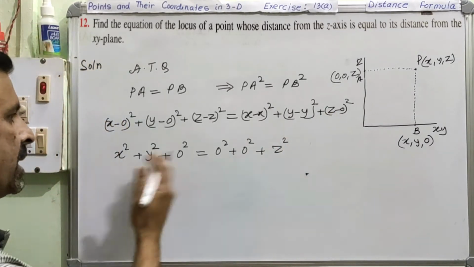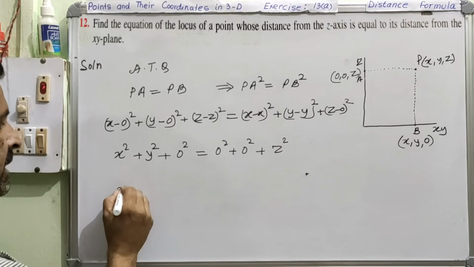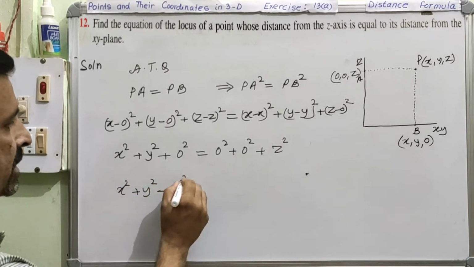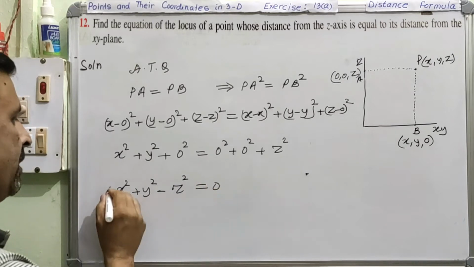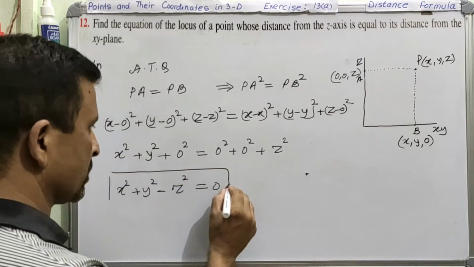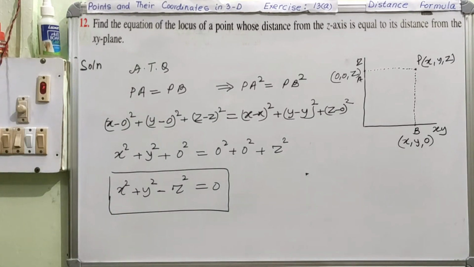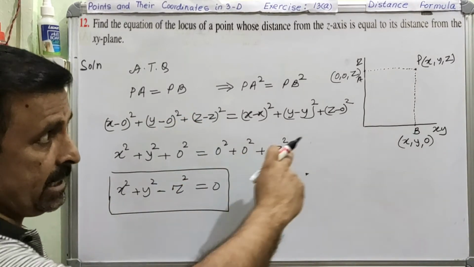Clear? Now just bring it all to the left hand side. Very simple. x square plus y square minus z square is equal to 0. And this becomes your equation in the reduced form. And this is the locus of the point P, which is at equal distance from the z-axis and the xy plane.